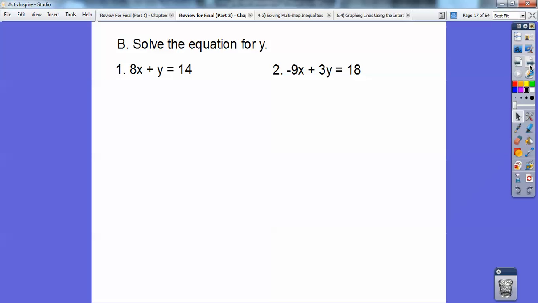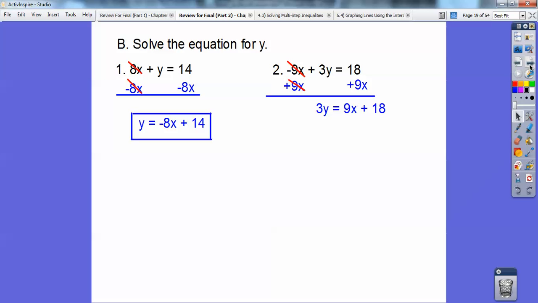Solve the equations for y. I'm going to subtract 8x on both sides and get y equals negative 8x plus 14. Here I'm going to add 9x to both sides on number 2. Then I have to divide everything by 3, so you get y equals 3x plus 6.